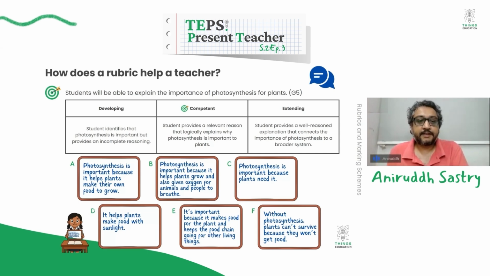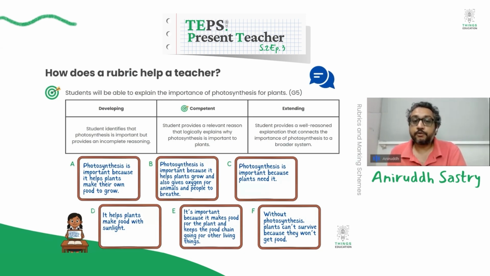Student D says it helps plants make food with sunlight. Okay, great again. Food is important, but why is food important? So they are not able to complete that thought. So that's right, C and D would be developing. Competent would be students who are actually able to give a reason as to why food is important, essentially. So that would be, for example, student F, who says without photosynthesis, plants can't survive because they won't get the food. That's great.